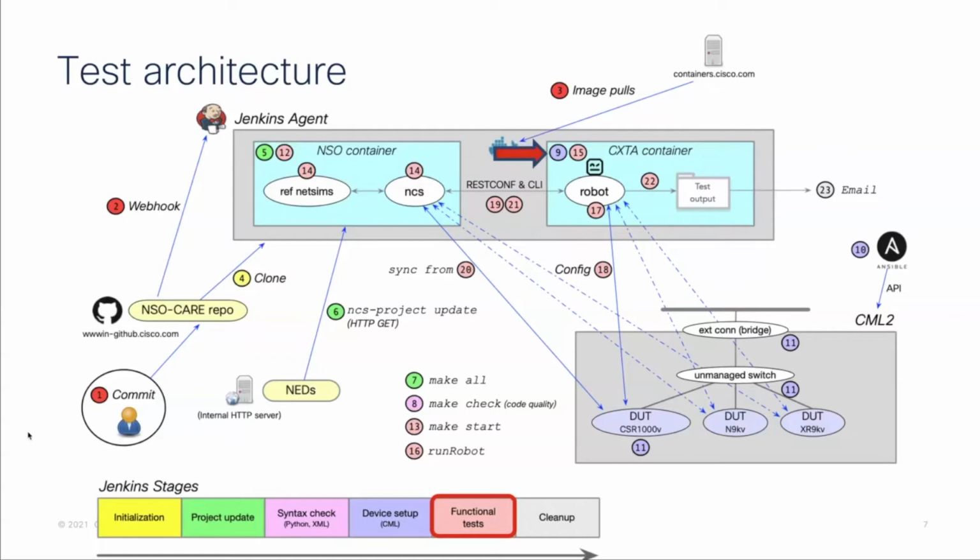CXTA container. And now this is interesting because now that we have NSO and CXTA running in parallel with each other, they're actually communicating across a user-defined private Docker network, so they can see and talk to each other on the Jenkins server.